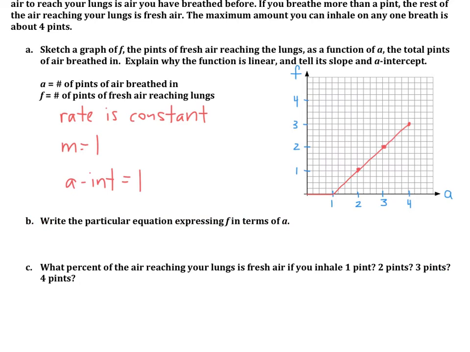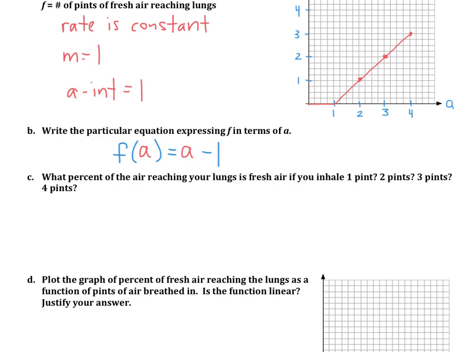Go ahead and write the equation of this function F in terms of A. I'm going to give you a second to think about that on your own and then come back and check when you've got it. Hopefully you were able to figure out that the function F, the number of pints of fresh air in terms of the number of pints you breathed in, F of A is equal to the number of pints you breathed in, A, minus 1, because this 1 we have to subtract because that's air we've already breathed in.